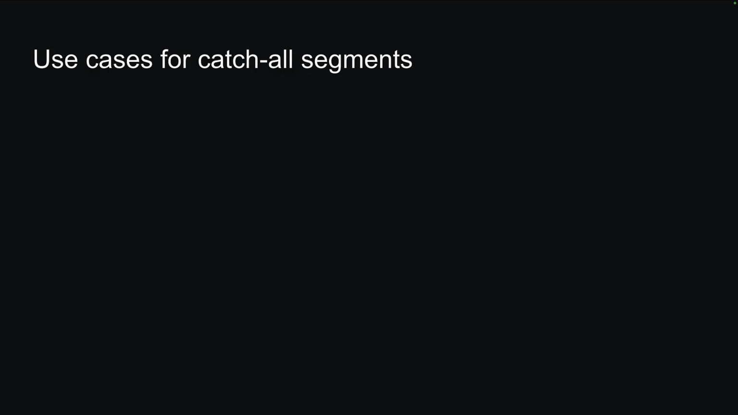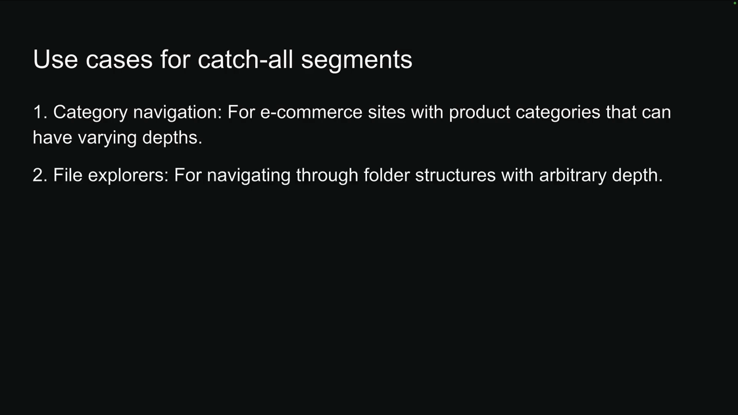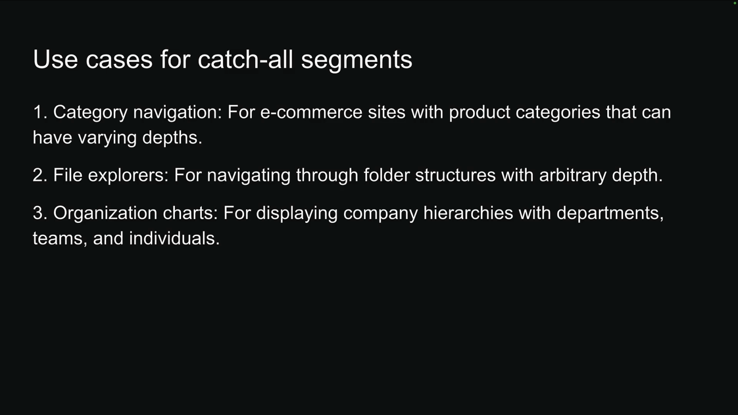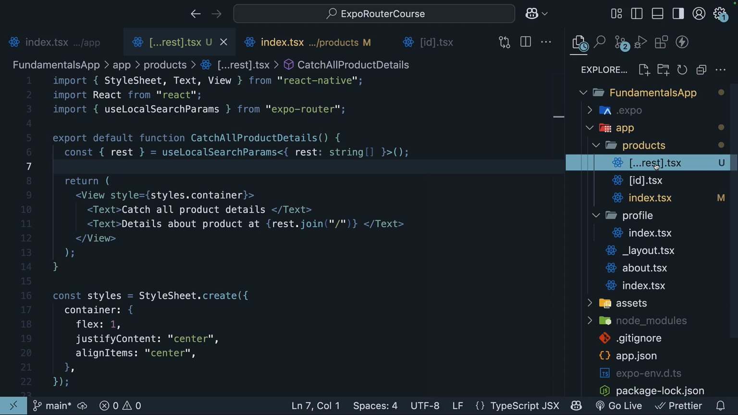Catch-all routes are perfect for a variety of use cases. We have category navigation for e-commerce sites with product categories that can have varying depths, file explorers for navigating through folder structures with arbitrary depth, organizing charts for displaying company hierarchies with departments, teams, and individuals, and content management for displaying content from a CMS or a database with arbitrary depth, such as blog posts, articles, or documentation. The key advantage in all these cases is flexibility. You don't need to know the exact structure of your navigation in advance. The catch-all route can handle any number of segments in the path, making it perfect for user-generated or dynamically structured content.